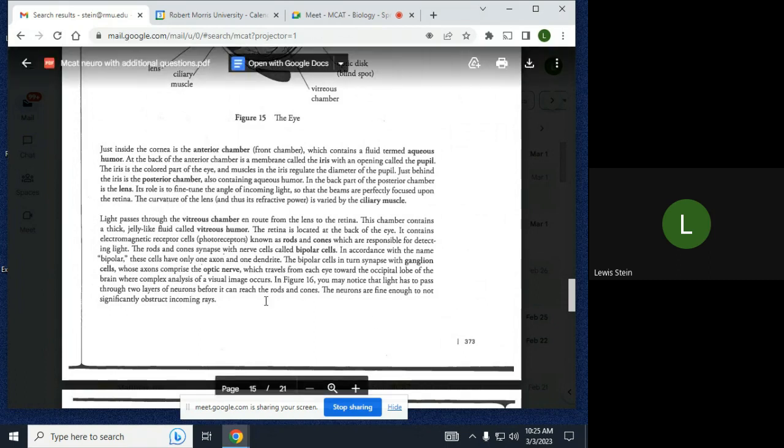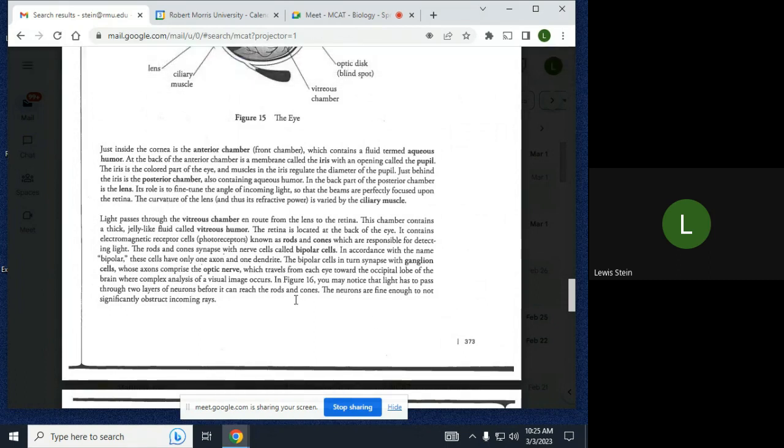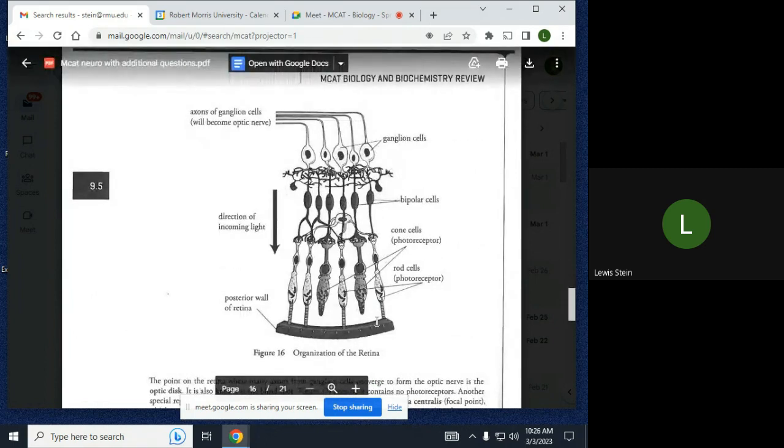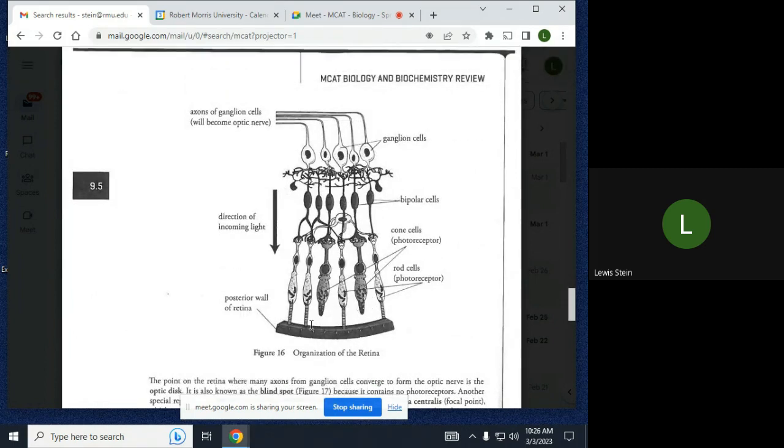So light has to pass through two layers of nerves before it reaches the rods and cones. The nerves are so fine that they don't obstruct the incoming rays. So they're very delicate, slender structures. They're showing it to you here. The rods and cones that you can see depicted in this black and white illustration are embedded in the posterior wall, and the vascular supply is close at hand.